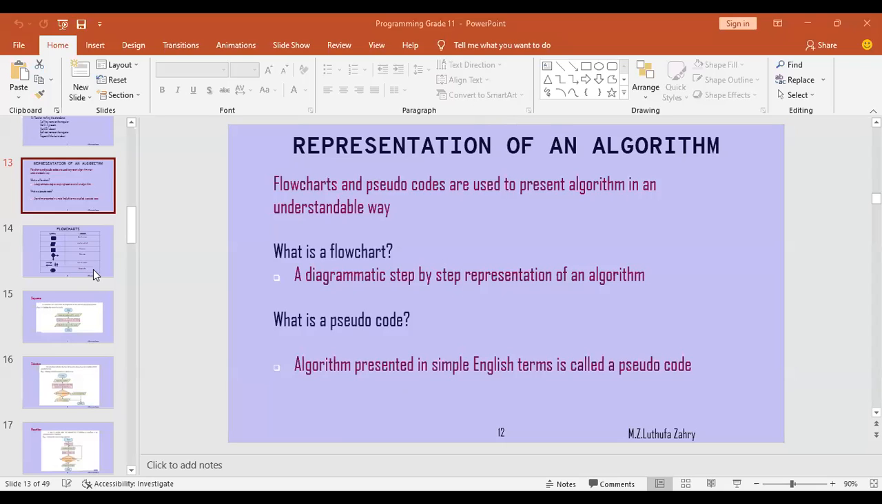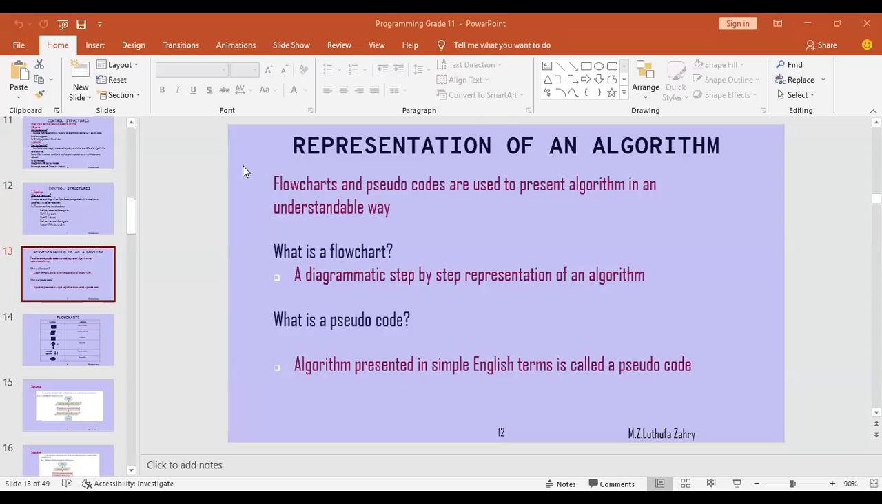Okay, so in the last class, we learned about algorithms. The first thing we learned is how to solve a problem. In solving a problem, we learned that the first thing is the algorithm. So what is an algorithm? Remember? Do you remember what an algorithm is?